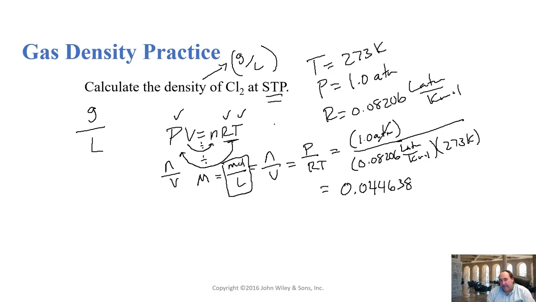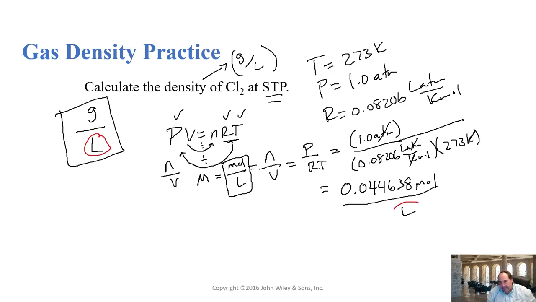So what are my units? Well, atmospheres cancel, Kelvin cancel. I have liters over moles on the bottom, but when I divide it, it now becomes moles per liter. So you may be saying to yourself, how did that help me get to density? Well, if we look at what we are trying to find, I have just found one of the units I need in the right location, liters. So basically, I'm pretty much almost there.